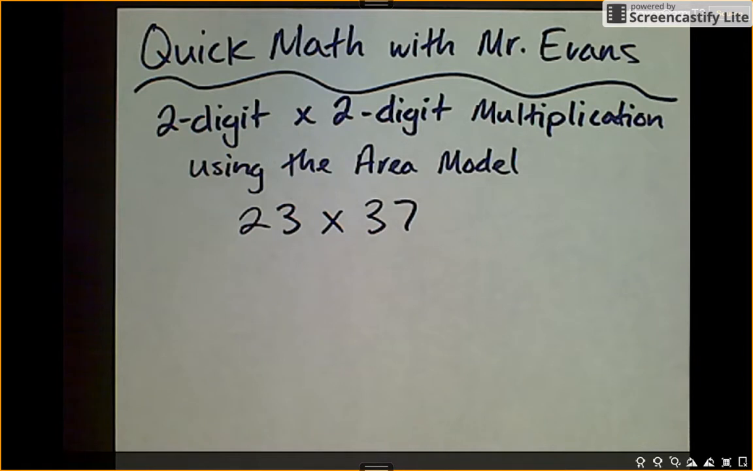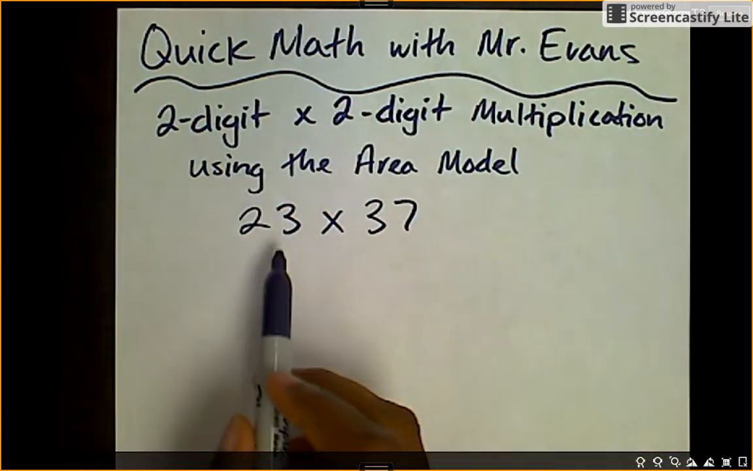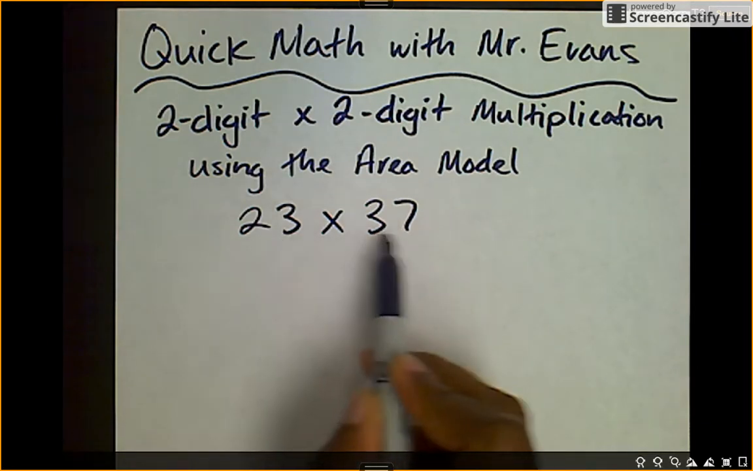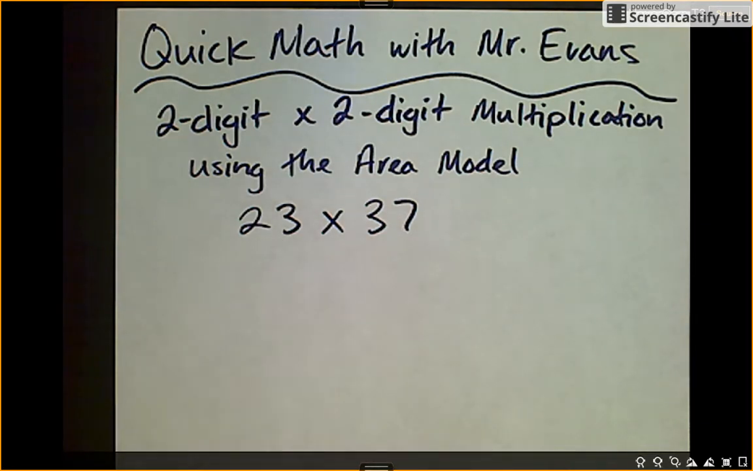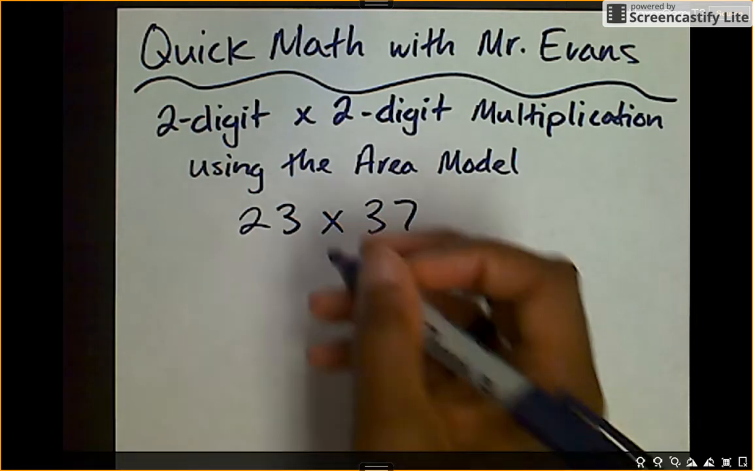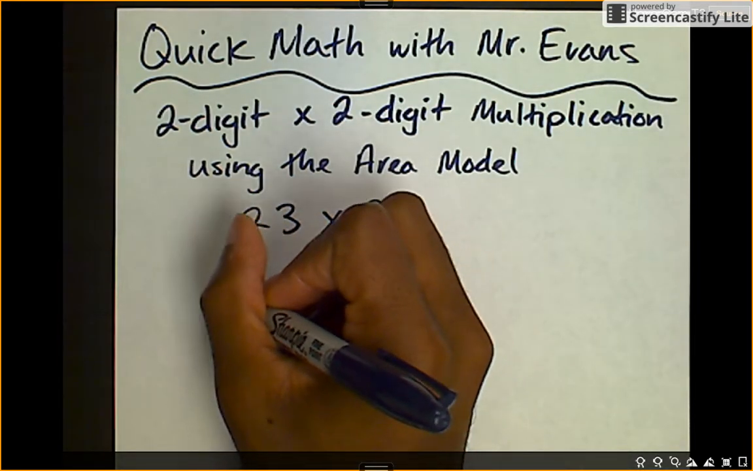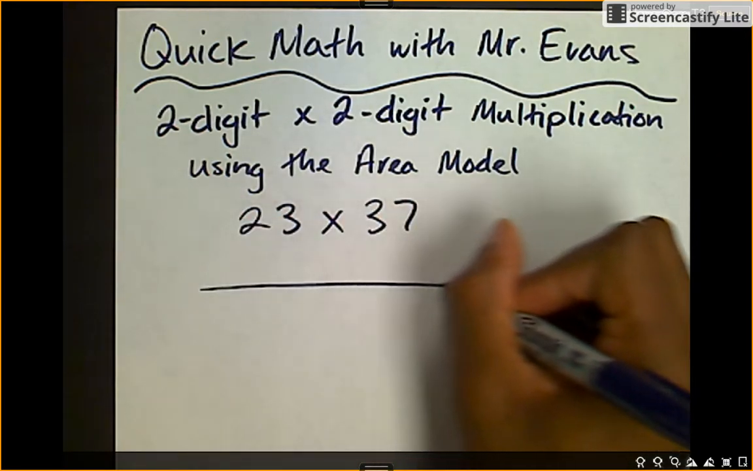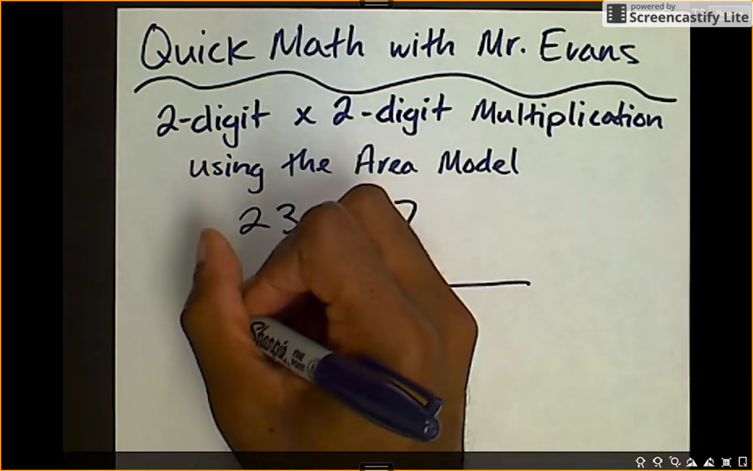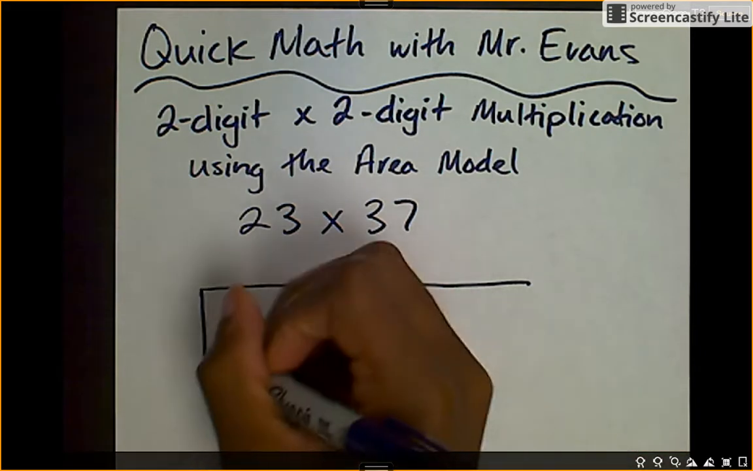Like you've seen with the area model in other videos, our goal is to create a rectangular shape in this case, because obviously 23 and 37 are not nearly the same as far as value is concerned. So we are going to draw that same rectangular shape that we've drawn before when using the area model.